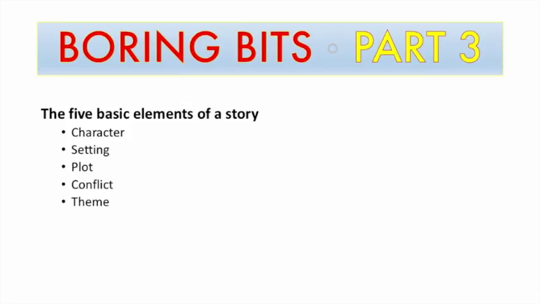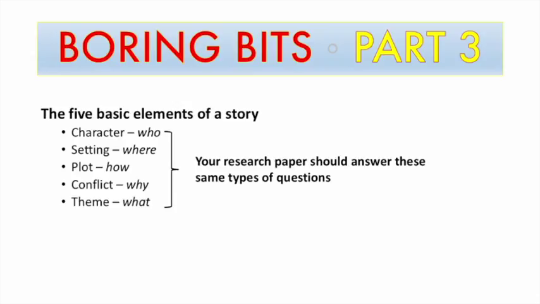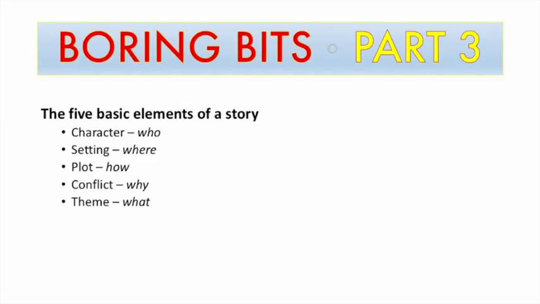And really these can be broken down into who, the character, who is doing it; the setting, which is where it's occurring; the plot is how the story unfolds; the conflict is why you're there, there's some sort of antagonism, some sort of thing that needs to be resolved; and then the theme is what it's all about. And these actually will tie into your research paper. Your research paper should answer these same types of questions. So this is my take on how these things map out.